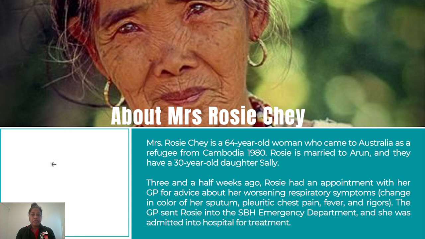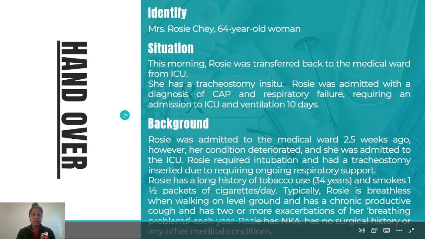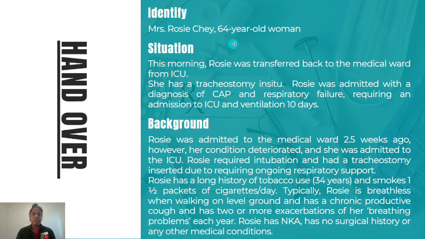Mrs. Rosie J is a 64-year-old woman who came to Australia as a refugee from Cambodia. 3.5 weeks ago, Rosie had an appointment with her GP, who was advised of her worsening respiratory symptoms. The GP sent Rosie to the SPH emergency department and she was admitted to hospital for treatment. This is Rosie's ISBAR from the hospital. This is her identity. I talk about the situation.